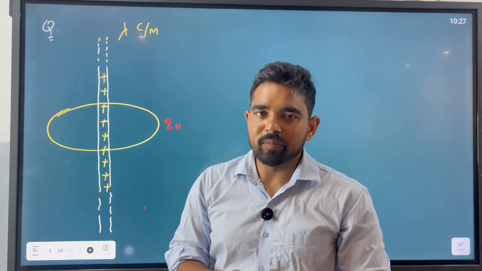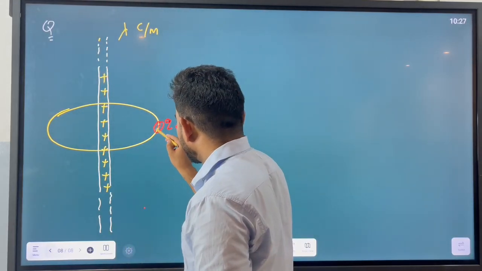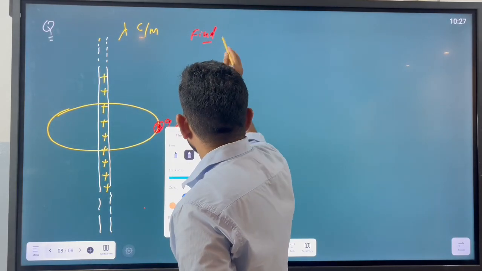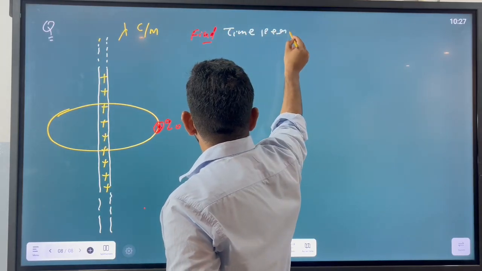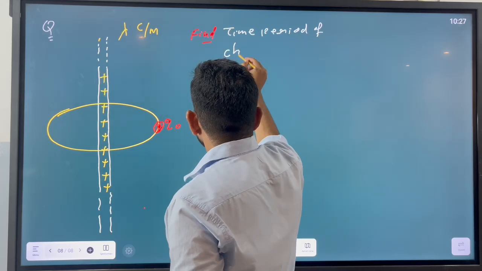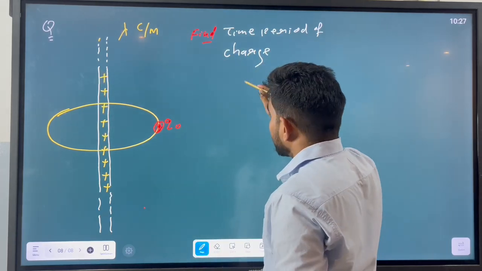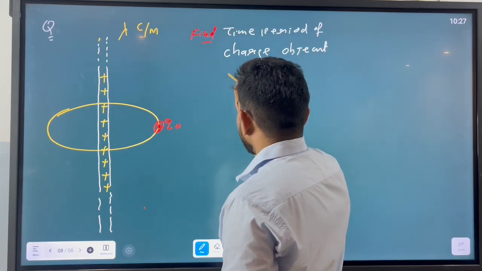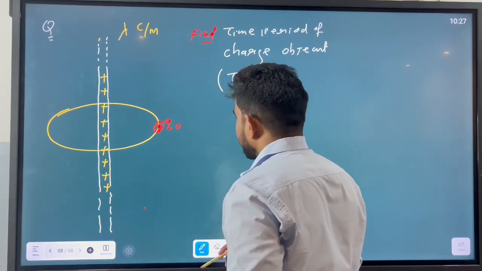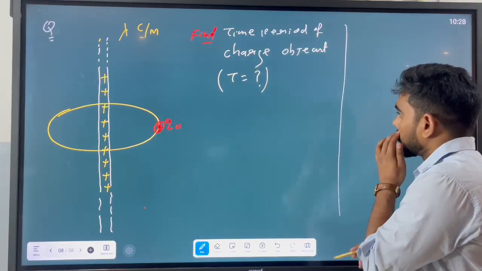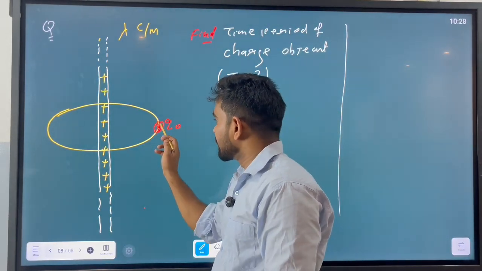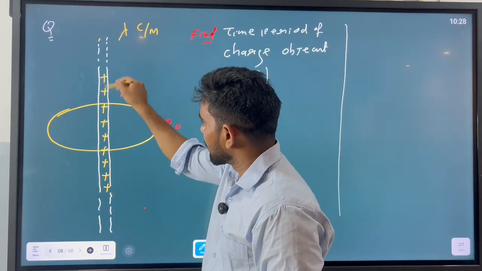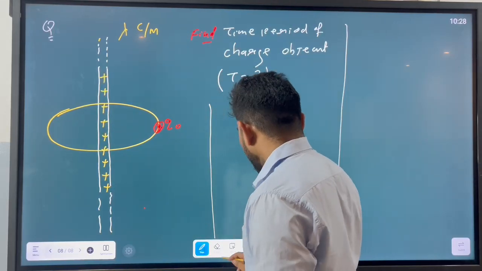Calculate the value of the time period of this charge. Find the time period of the charged object, T equals question mark. How to calculate this problem? This is a charged ball, positive charge, and here a uniformly distributed charge. Now let us calculate this problem.